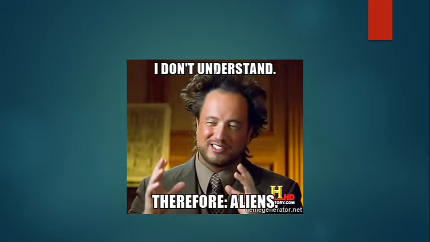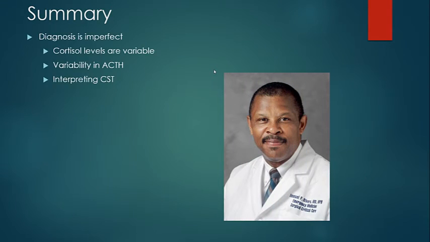Nothing makes sense. I hope you're not confused, but I can assure you this is not alien science. But just to take a look back at what we talked about, what would smart people, who've been studying this their whole life, want us to know, like this guy? So the diagnosis is imperfect. Cortisol levels can be variable. Variability in ACTH also, we need to think about as well. Then how to interpret the CST result as well. And is it a true adrenal disease, or is it just a cortisol imbalance?